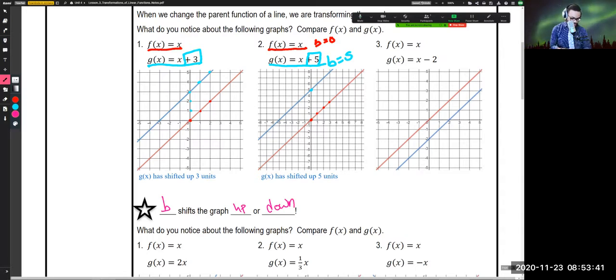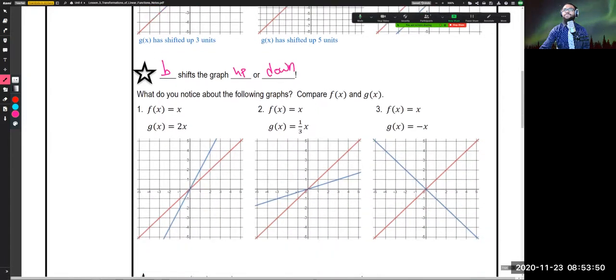Gotcha. Okay. Get it? Got it? If you don't get it, come let me know. Now let's look at some more graphs, some more examples.